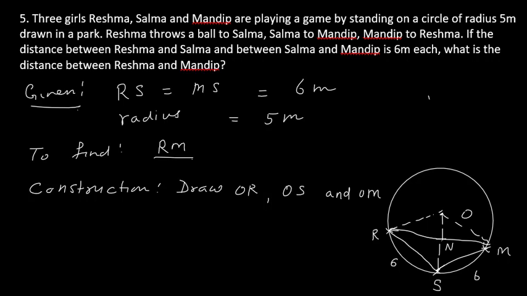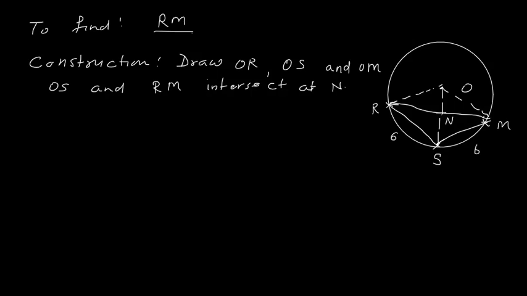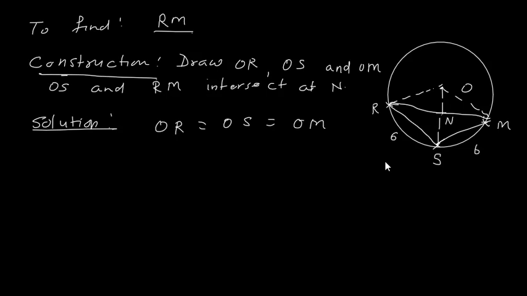So OS and RM intersect at N. Now this is our construction. In solution, I will say that this OR is equal to OS is equal to OM is equal to 5, because it is radius. Okay, in bracket I will write radius.